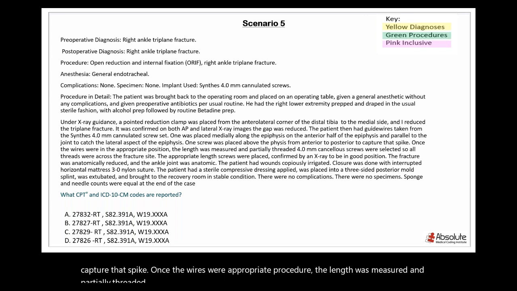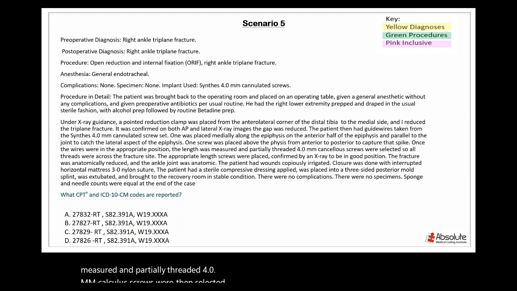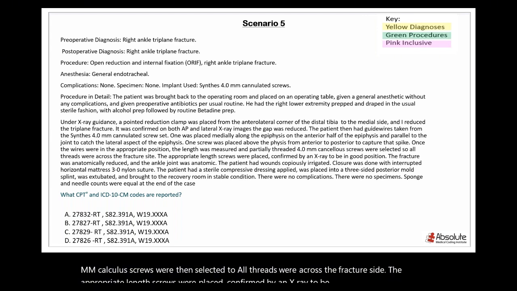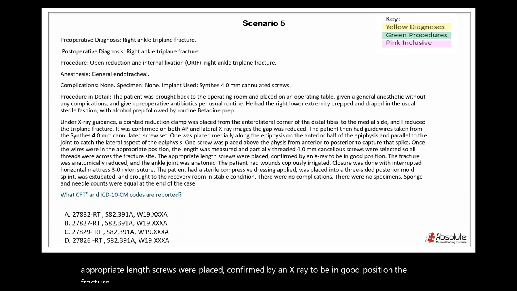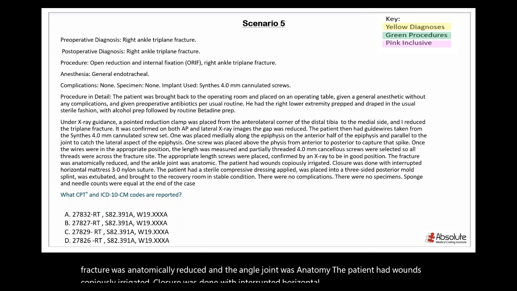4.0 mm cannulated screws were then selected so all threads were across the fracture site. The appropriate length screws were placed, confirmed by X-ray to be in good position. The fracture was anatomically reduced and the ankle joint was anatomic. The patient had wounds copiously irrigated. Closure was done with interrupted horizontal mattress 3-0 nylon suture.